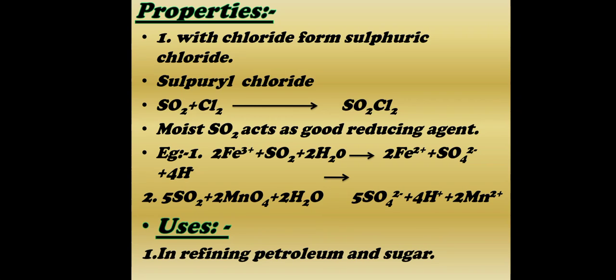With chlorine it forms sulfuryl chloride, SO2Cl2, and moist SO2 also acts as a good reducing agent. Example, Fe3+ is being reduced to Fe2+, and MnO4-, having oxidation state Mn +7, is being converted into Mn2+. It is a good reducing agent. It is also used in refining petroleum and sugar.